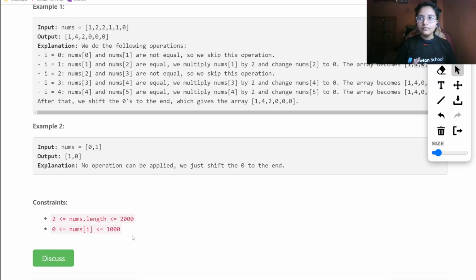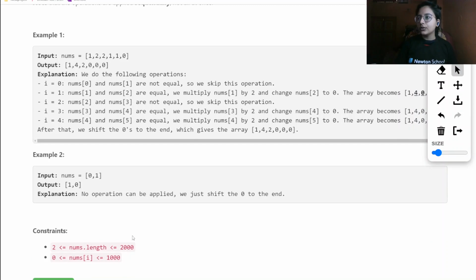So because of this, we go ahead with the n square solution or the n log n solution, both of them would work. But as per the operations here, we can easily go ahead with an n solution as well. So how would that solution be?